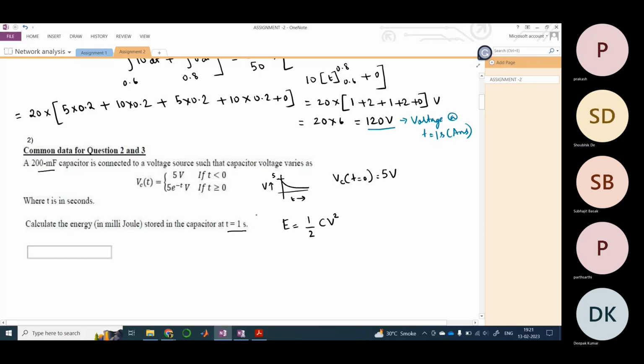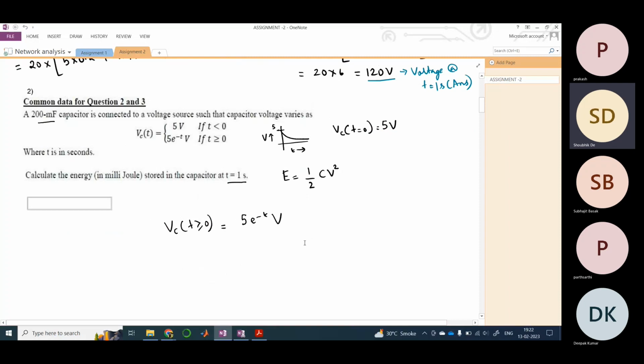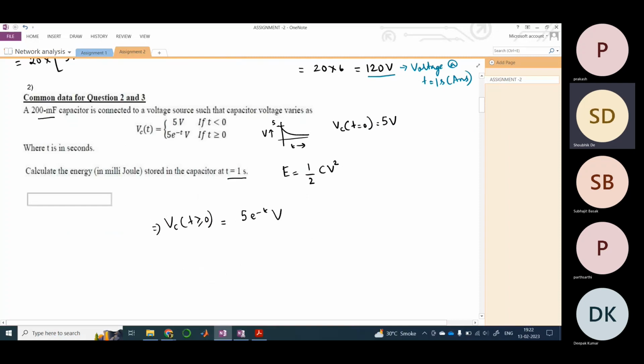Now this problem is very simple. So we know the expression of the voltage when t is greater than 0, right? So Vc at t greater than or equal to 0, what is the expression? It is nothing but 5 into e to the power minus t, right? And what would be the voltage at t equals to 1 second? Vc at t equals to 1 second would be nothing but 5 into e to the power minus 1 volt, right?